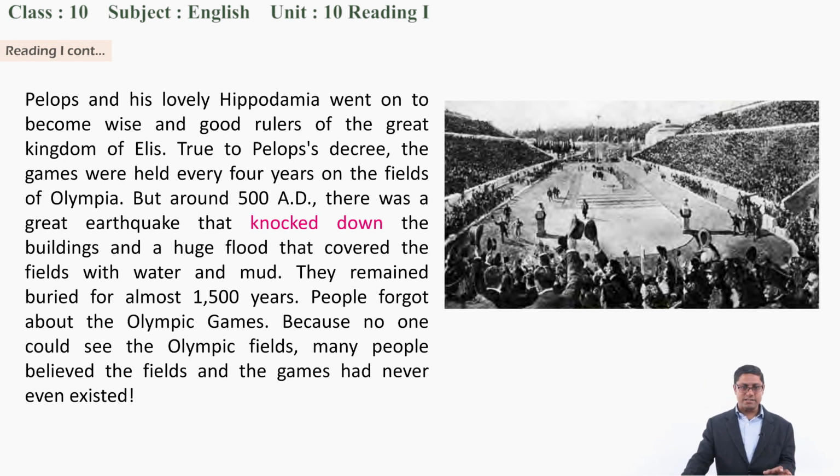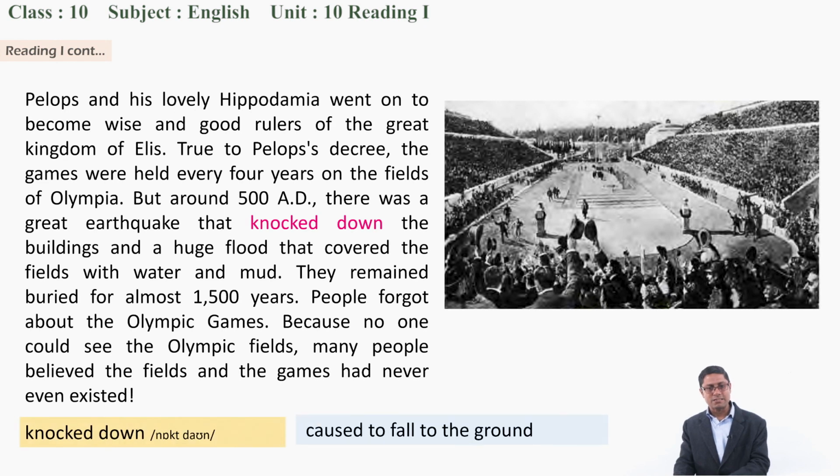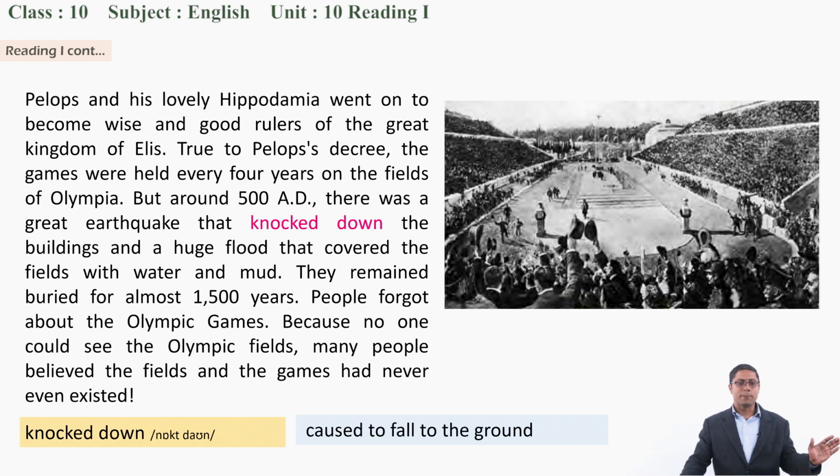Around 500 AD, there was a great earthquake that knocked down the buildings and a huge flood that covered the fields with water and mud. See there, during 500 AD, there was an earthquake that knocked down the buildings. Knocked down means caused to fall to the ground, means destroyed the buildings, and the flood covered the Olympic fields.